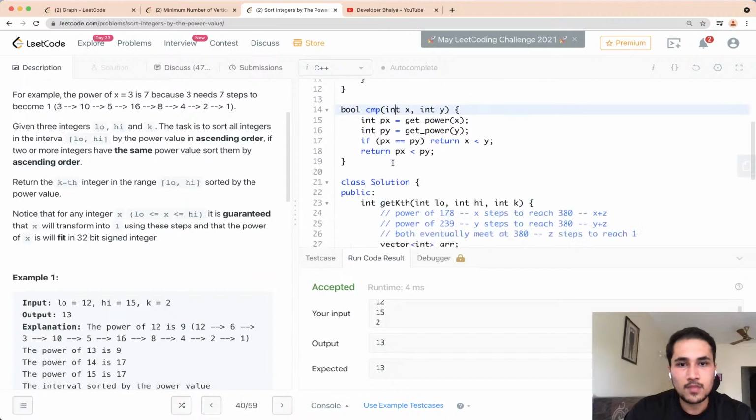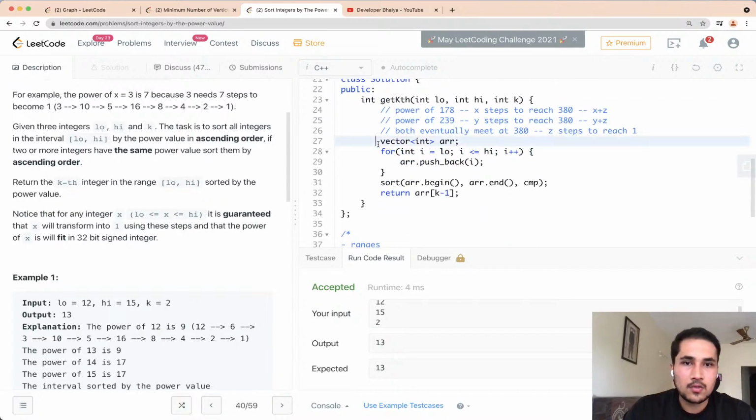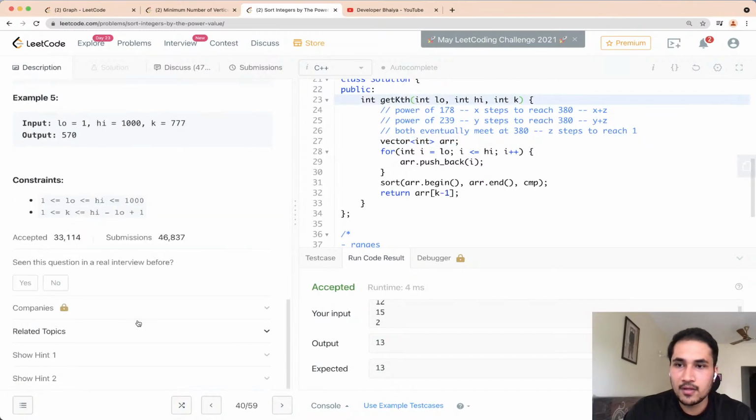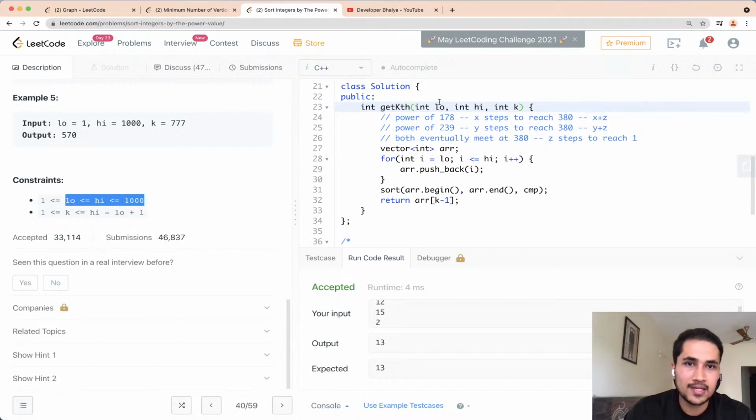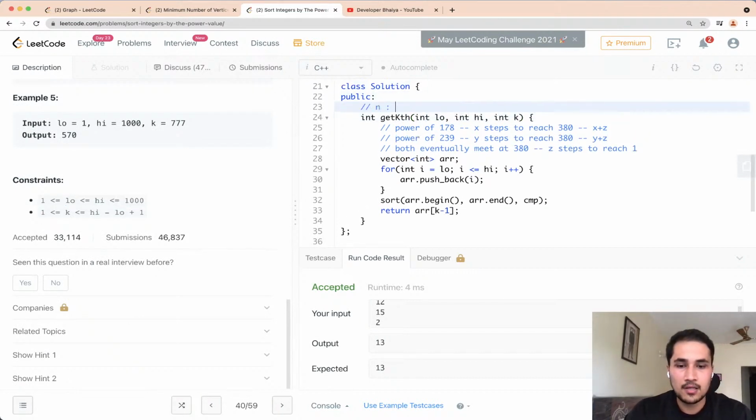We are creating an array of size, so let's say the range of low and high can be up to 1,000. So let's call that n. n is basically high minus low, right? So we are using order n extra space over here, right? And n is basically telling how many numbers we have.